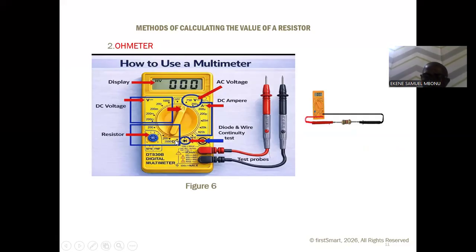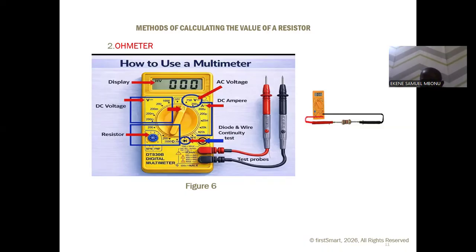You just need to note the range where you have placed your knob. Just turn this knob to this point, and then you touch the terminals of the resistor and check what comes up. You don't need to use your hand and hold it.